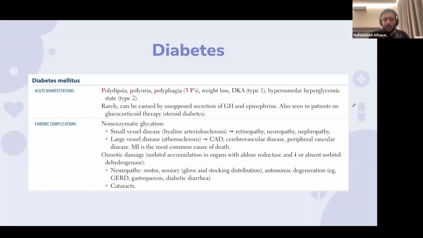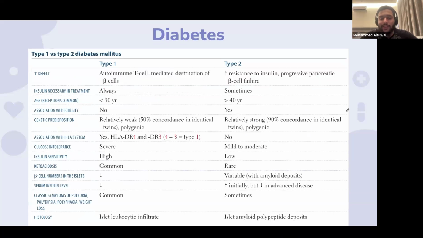To compensate for a lot of urine, you have polydipsia. Okay, so that's that. They have weight loss sometimes as well. However, this is more apparent in type 1 diabetes. And then they might have DKA in type 1 diabetes, I'll explain why. And then in type 2 diabetes, they have a hyperosmolar hyperglycemic state. Now, the chronic complications, we'll talk about this more in detail later, okay? But just remember that you have the effect of non-enzymatic glycation and you have the osmotic effect. And I'll talk about this later. What's important is to differentiate type 1 and type 2 diabetes, okay? Which is what we're going to do here. And I messed up the slide.